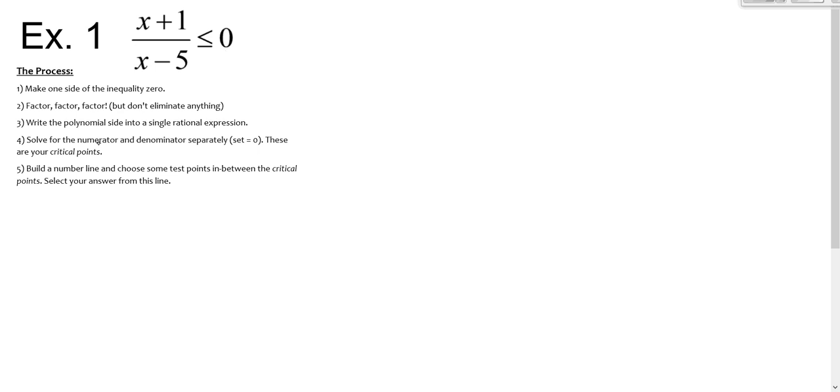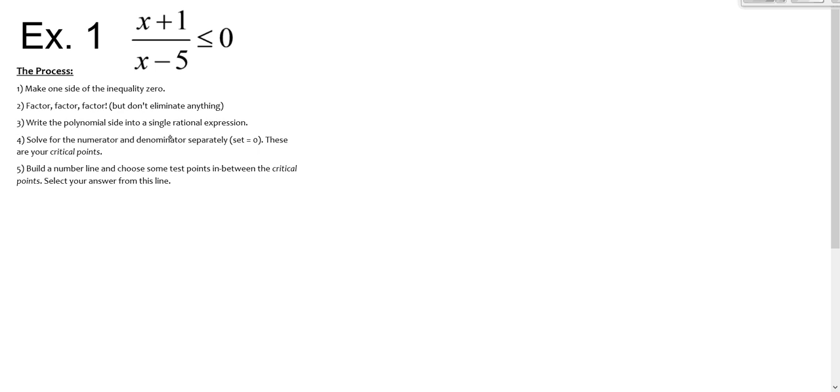Second, factor. The numerator here is x plus 1. Can't factor that. Denominator, x minus 5. Can't factor that. That's done. Third, write the polynomial side into a single rational expression. This is the side with polynomials on it, but it's already written as a single rational expression. Yes, there's a plus and a minus sign in the numerator and denominator, but it's just one rational expression. So we're good there.